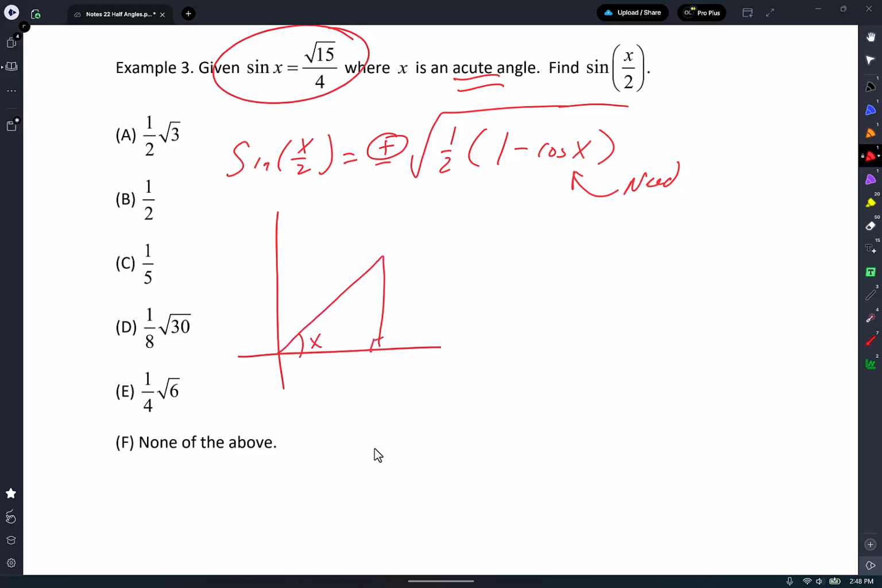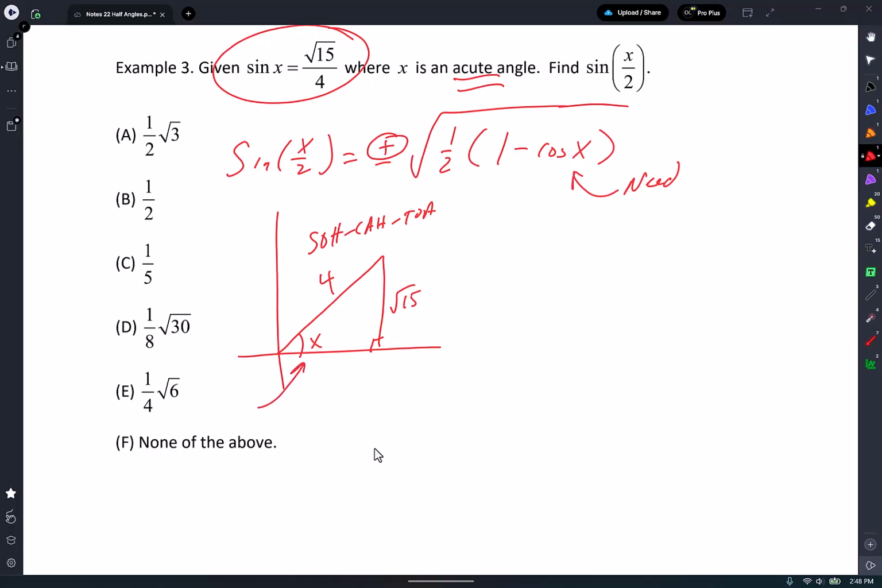Here's angle x. Opposite, SOHCAHTOA. If you don't need it, that's fine. I'm just writing it just in case. This is sine, opposite over hypotenuse. So here we go. Square root of 15, that's opposite of my angle x. Hypotenuse 4.